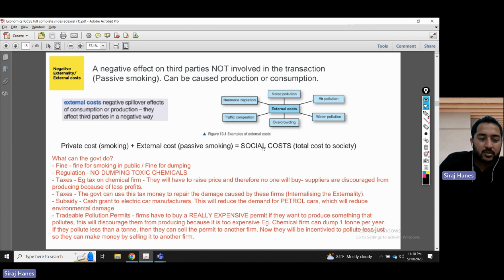So tradable pollution permit. A pollution permit is a permit that you need to buy in order to pollute. Now, when you're making chemicals, you know that you have to pollute. Should you buy this pollution permit? It's very expensive, so it discourages you. You can also sell this pollution permit to another firm, which also encourages you to pollute less, so you can sell it to someone else.